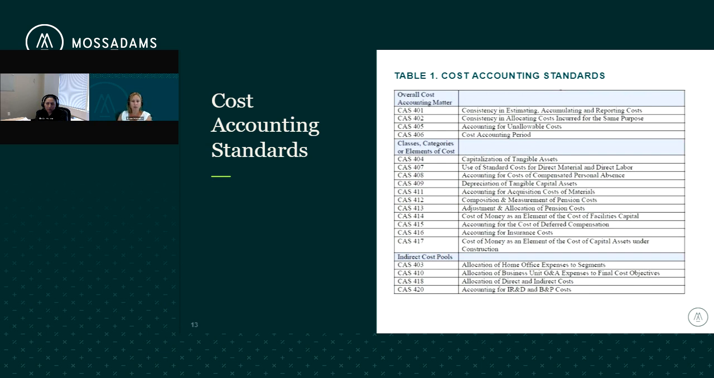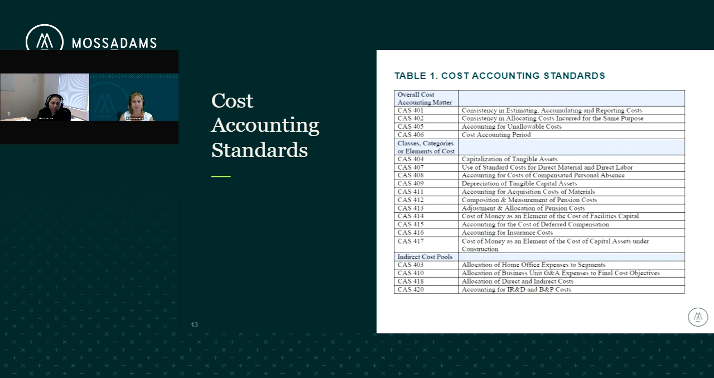And then the rest of them, you can break down into 2 other categories. The second category, where most of them fall, are going to be classes, categories, or elements of costs. And really, these are going to cover the measurement of costs. So these cover areas such as compensation or assets, insurance costs, things like that. And the last section up here relates to indirect cost pools. So those standards are going to cover the allocation of costs to final cost objectives and the method put in place for doing that.